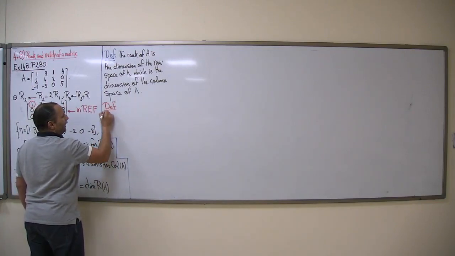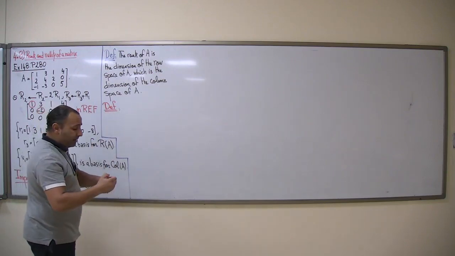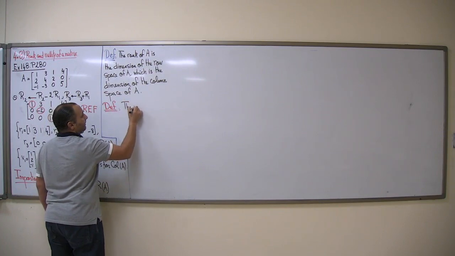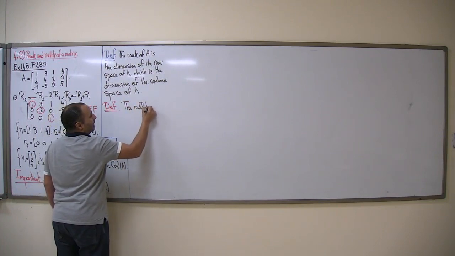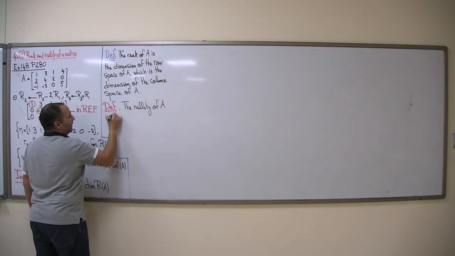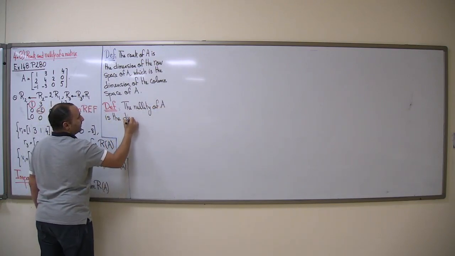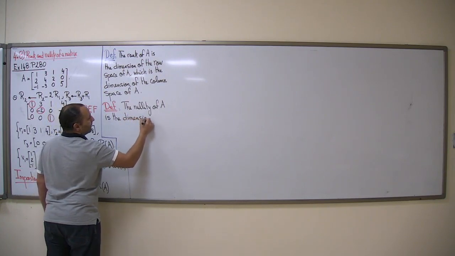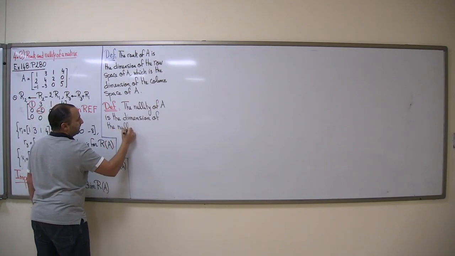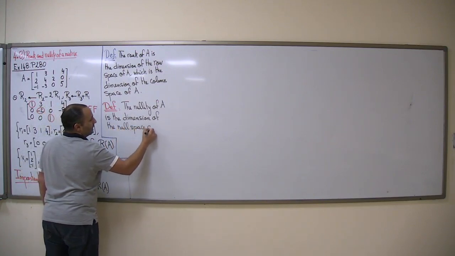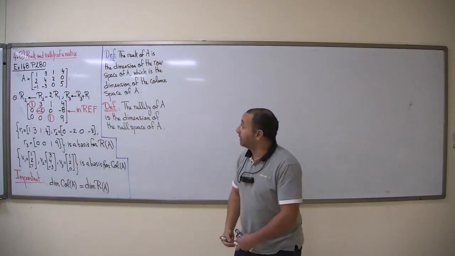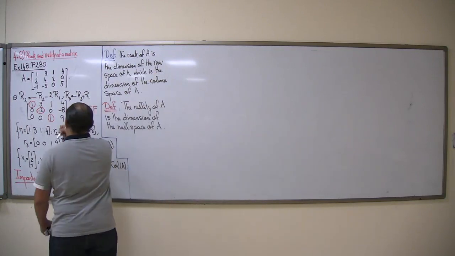Now, second definition. The nullity of A will be the dimension of the null space of A. So, the nullity of A is the dimension of the null space of A.